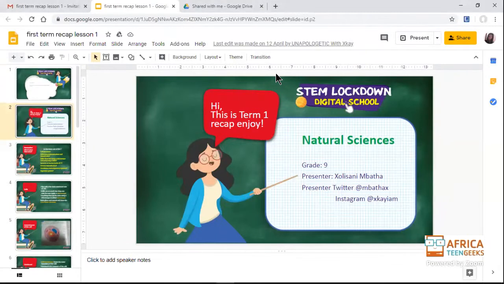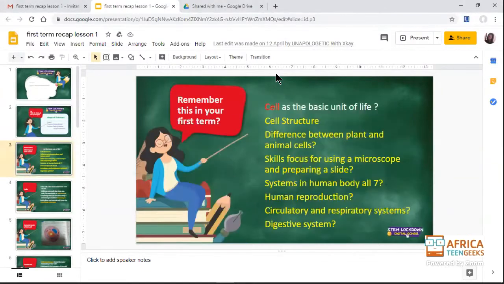Remember, this is a Term 1 recap, so I hope you guys will enjoy and will engage with me, because this is revision. You did this in Term 1, so let us jog your memories. Right, so remember this in your first term. Cells are the basic unit of life. Do you remember that? If I can get a few yeses and nos. Do you remember the cell structure?